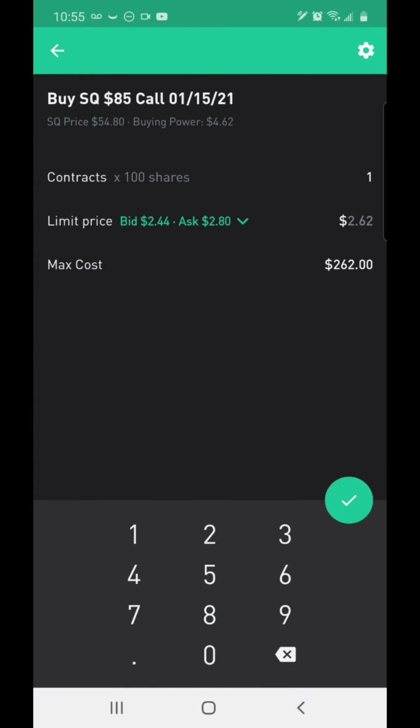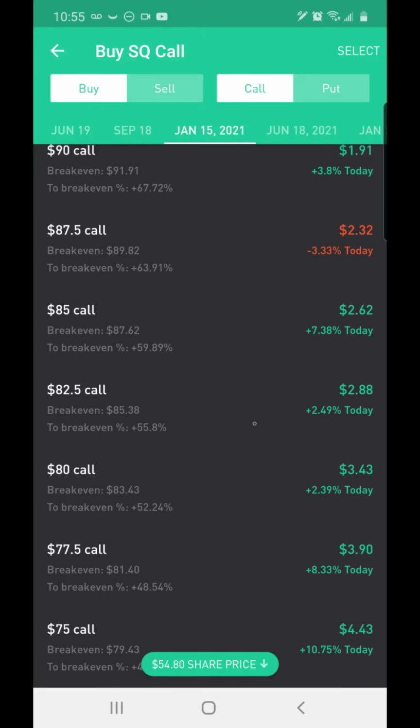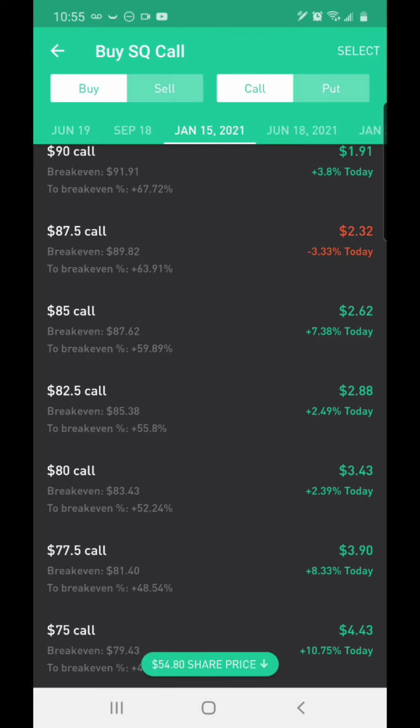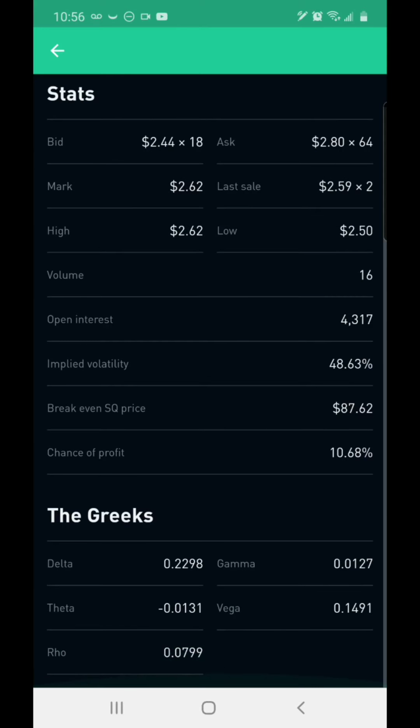So if Square, let's see, what was Square trading at? Square was trading at $54.80. So when it goes from $54.80 to $55.80, you're going to earn 23 cents. And that's 23 cents per share. So since you're controlling 100 shares, you multiply that times 100. The theta, on the other hand, does the opposite. Every day that you hold these options, you will be losing a penny or almost a penny and a half per day until expiration. And this amount increases also as you get closer to your expiration. So you've got to be careful.